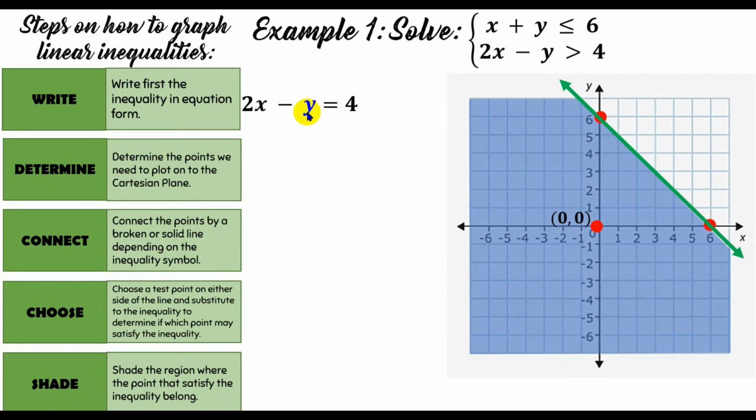To get the x-intercept, we let y be equal to 0. So, we have 2x is equal to 4. Then, divide both sides by 2. Kaya magkakaroon po tayo ng x is equal to 2. So, the first point is at positive 2 of the x-axis.